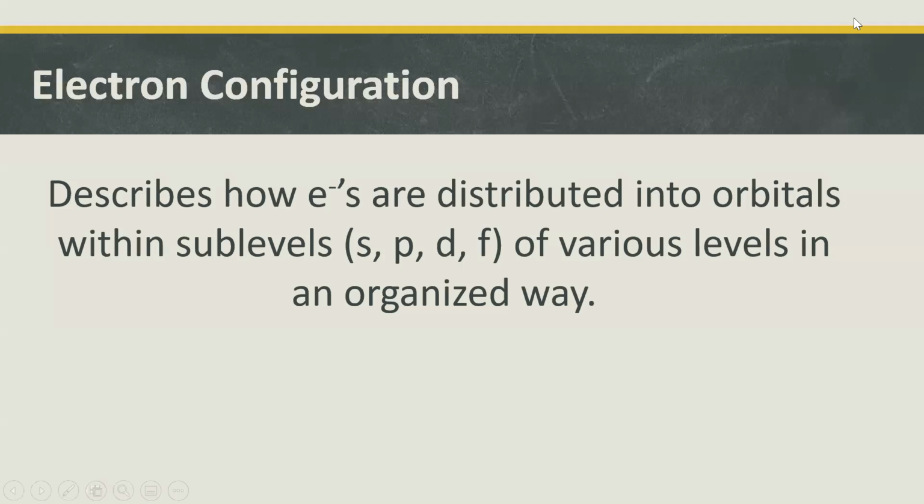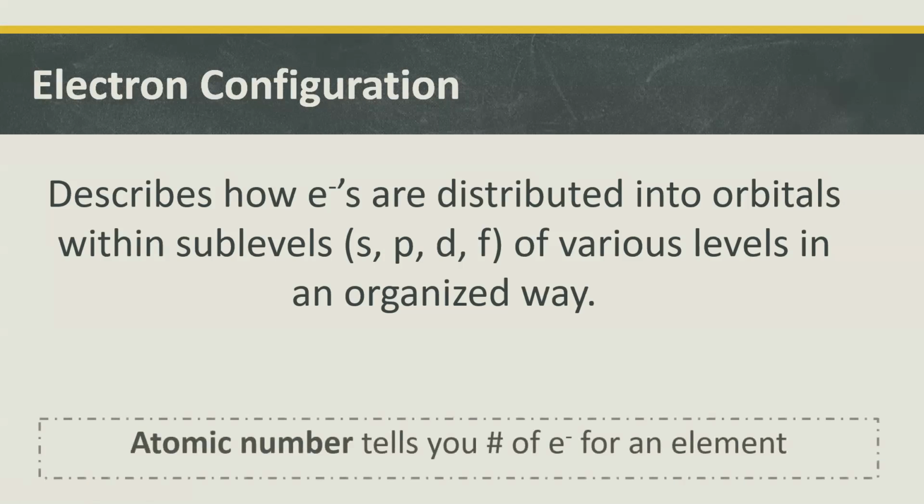So part 3 of this chapter is actually getting into the namesake. We're talking about electron configuration, the configuration of the electrons in an atom. Electron configuration basically describes how the electrons are distributed into the various orbitals within the sublevels within the levels in a very organized way. So it's kind of like a puzzle.